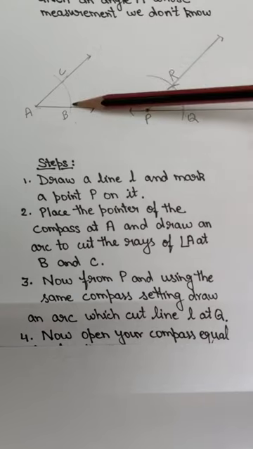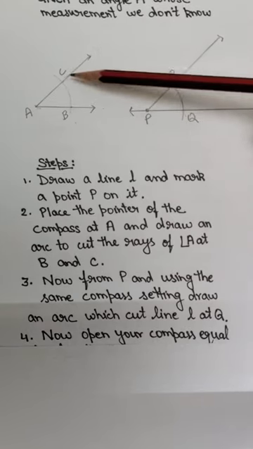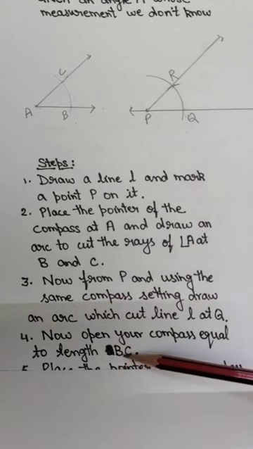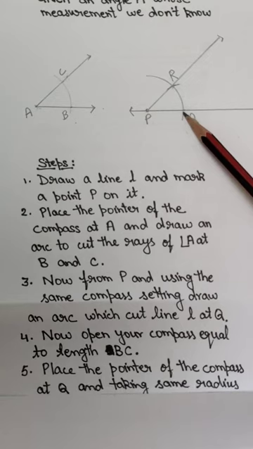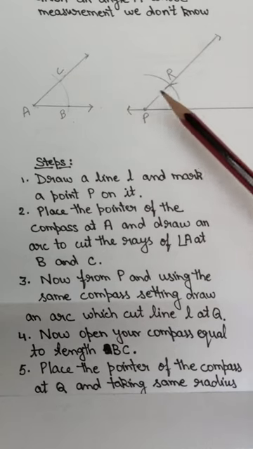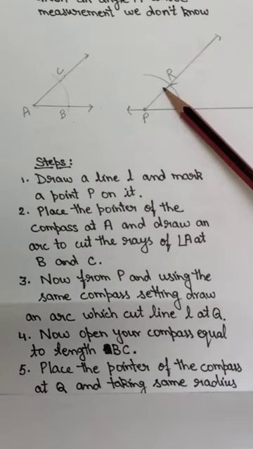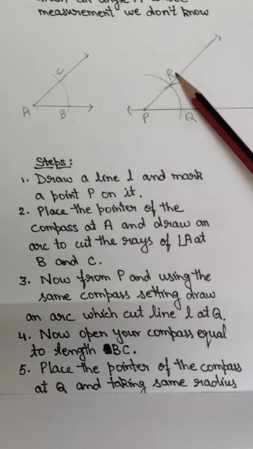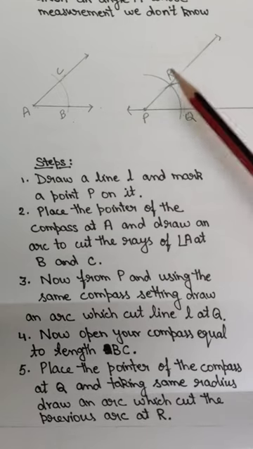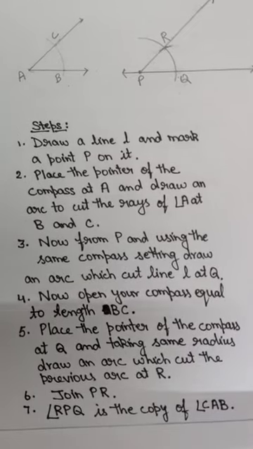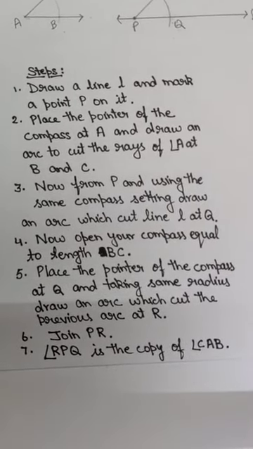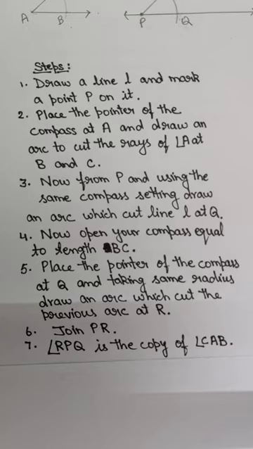Now open your compass equal to length BC. Place the pointer of the compass at Q and, taking the same radius equal to BC, draw one arc which cuts the previous arc at R. Join PR. Angle RPQ is the copy of angle CAB.